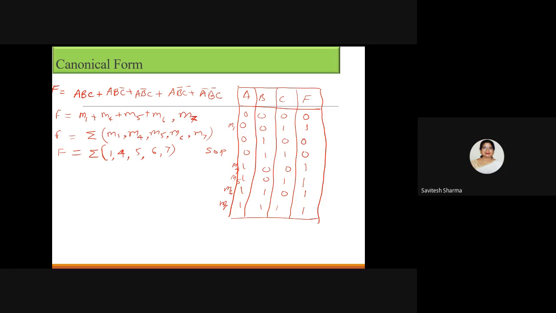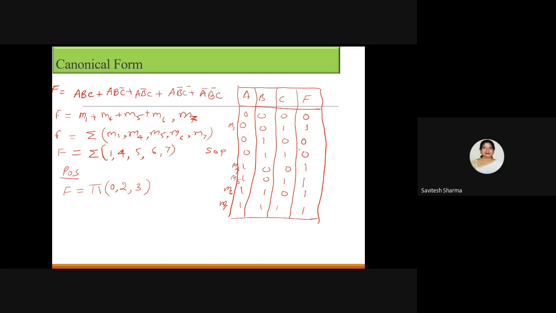One beautiful thing is, if any expression is given to me, I can write both SOP form and POS form automatically. How? If I am asking you to write the POS form, how will you write? You just identify which decimal numbers are missing here. Here 0 is missing, you will write 0 here. 2 is missing, you will write 2 here. 3 is missing, you will write 3 here. 4, 5, 6, 7 are there, so no need to write again. So this is your POS form.